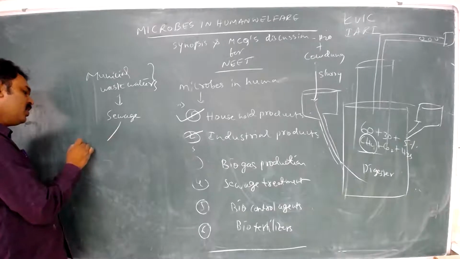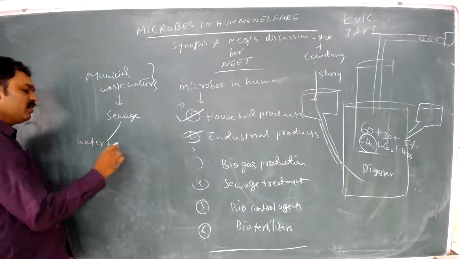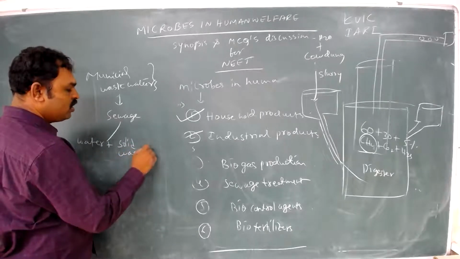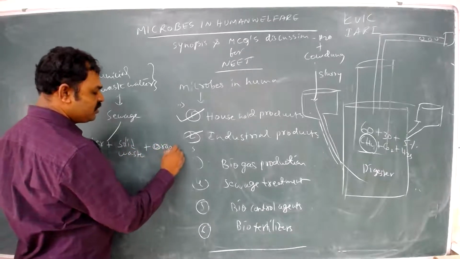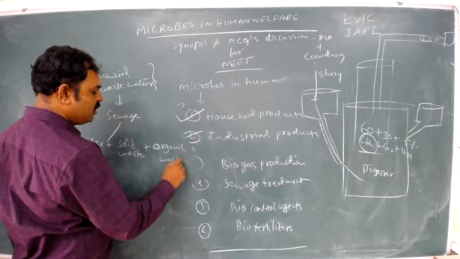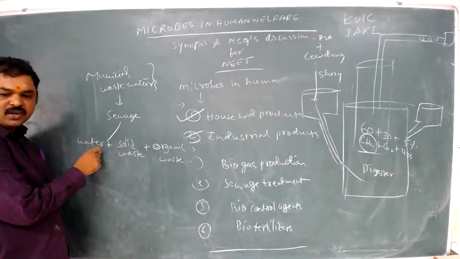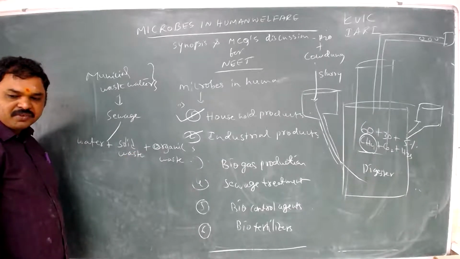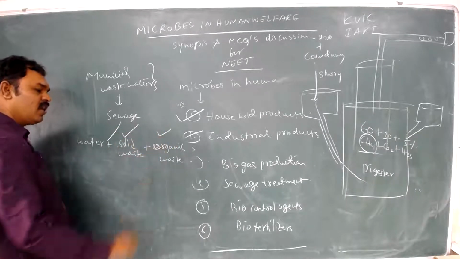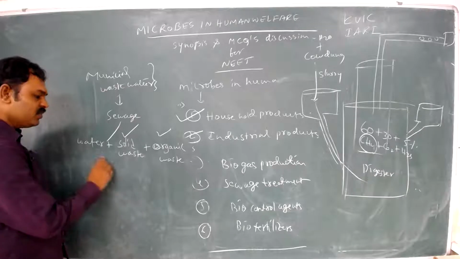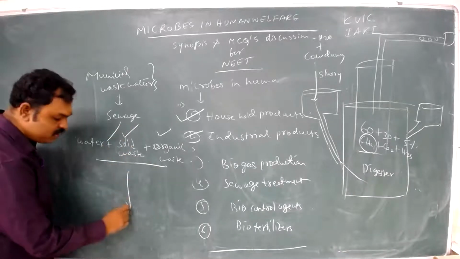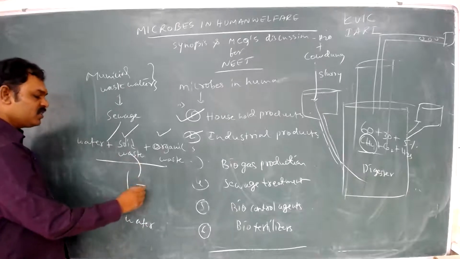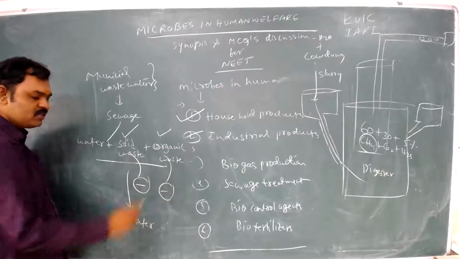But in sewage, what is there? Water is there. Then solid waste will be there. Next, organic waste is there. This is impure water. In impure water, the waste is solid waste and organic waste. This is sewage. But to become unpolluted water, what do we have to remove? We can remove solid wastes, we can remove organic wastes.